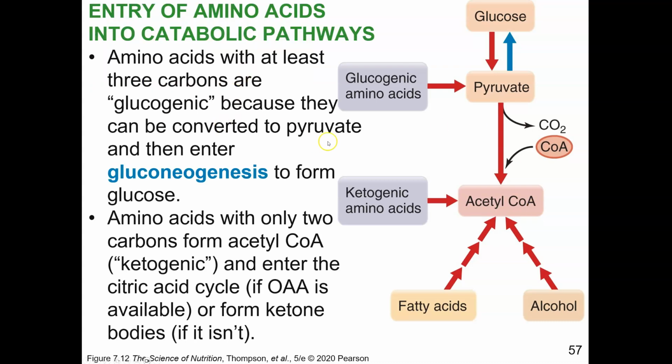So the amino acids with at least 3 carbons, that's the magic number. Remember, pyruvate has 3 carbons. If you have at least 3, you can go to pyruvate and you can form glucose. So again, that blue arrow is gluconeogenesis. But if you only have 2, then you go through the citric acid cycle if OAA is available, or you form ketone bodies if it's not.